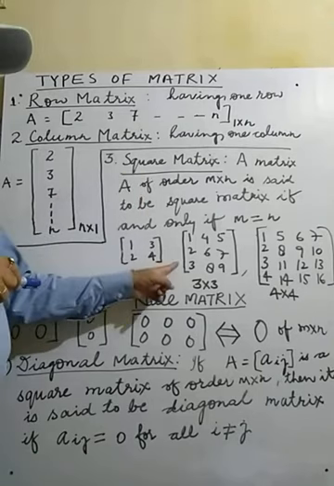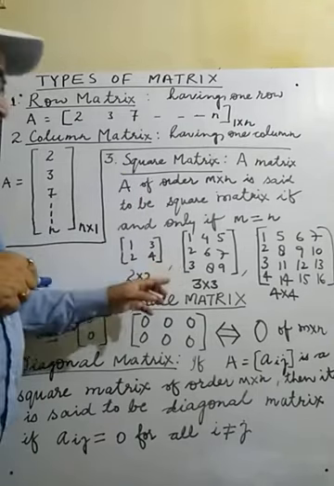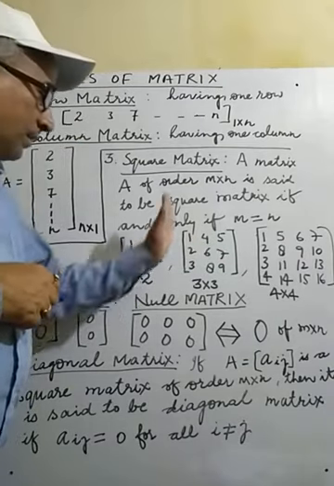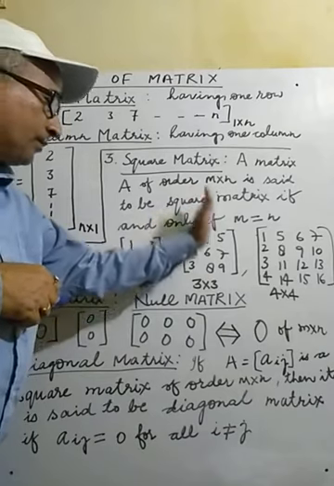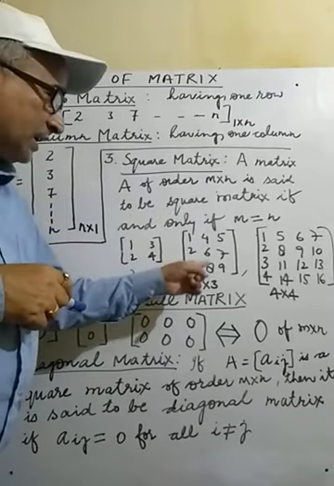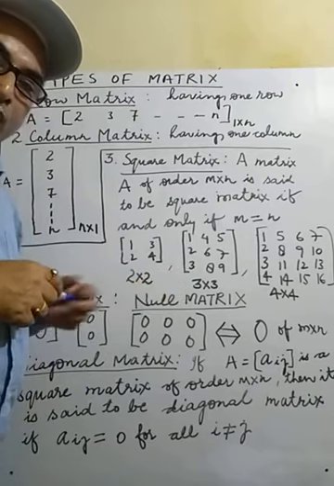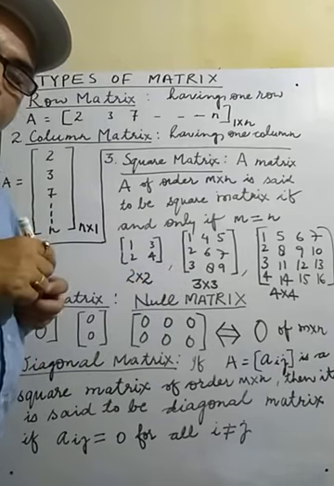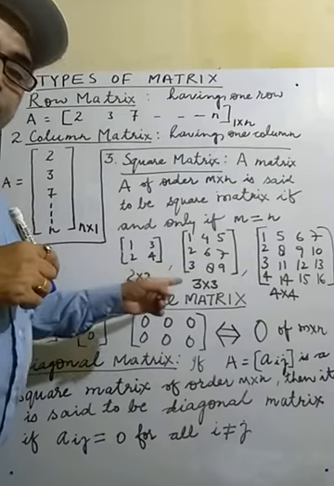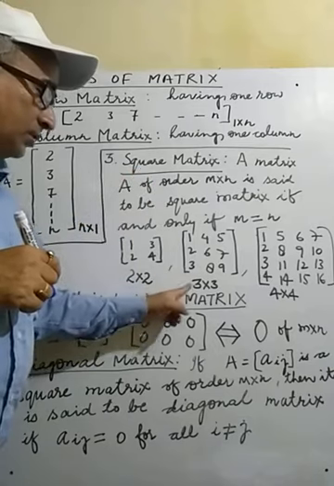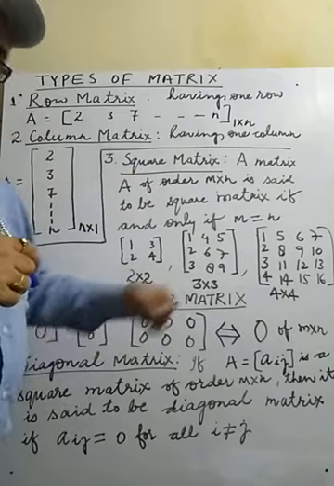Now let us consider a second example. 1 row, 2 row, 3 row, so the number of rows is 3. And how many columns? First column, second column, third column, so 3 rows and 3 columns. If we count rows and columns, both are equal. The number of rows is equal to the number of columns. That's why this is called a square matrix. And what will be the order? It will be 3 by 3.